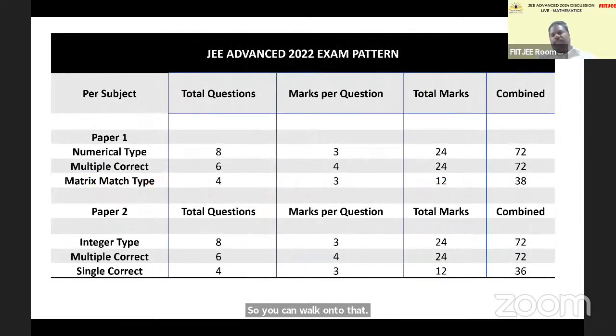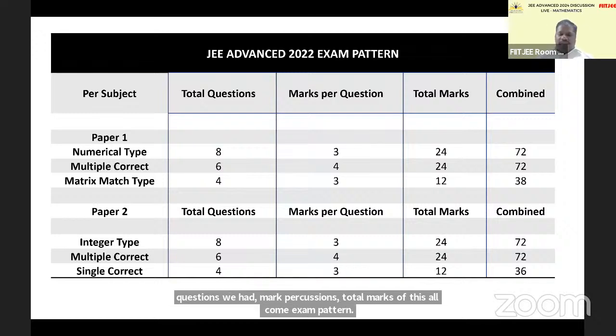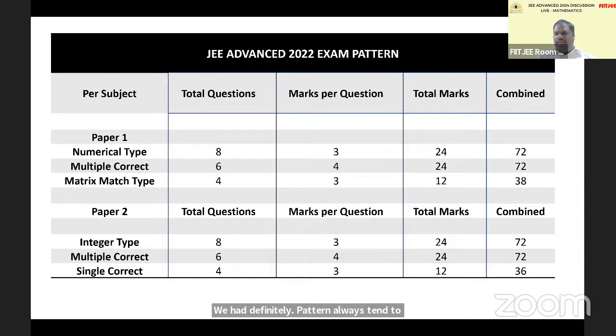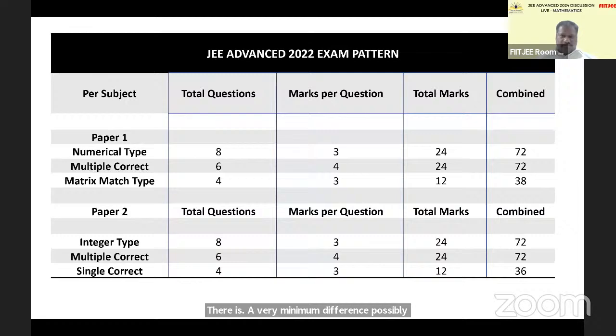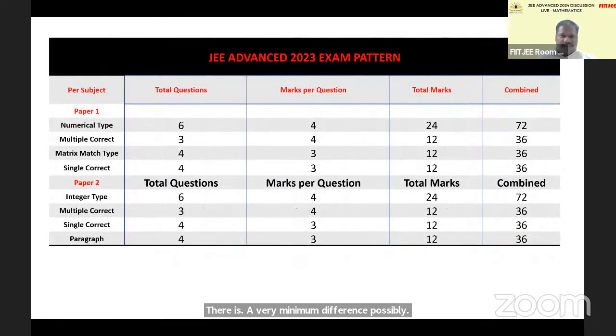So now, the format of the question paper. Again, this will give you some rough idea about the JEE 2023 pattern. If you could see numeric type questions, how many questions we had, marks per question, total marks. So this is all the exam pattern we had. Definitely the pattern always tends to change. If you see 2023 and 2024, 2022 and 2023, there is possibly a very minimal difference. This is the 2023 pattern.